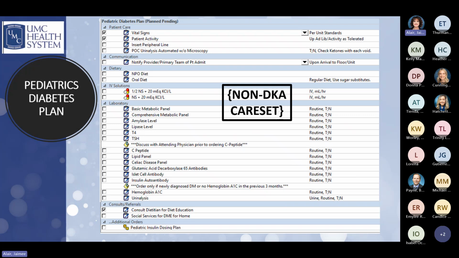We also have a non-DKA care set, which is for obviously patients that have high blood sugars but aren't in full DKA. Most of the time, as long as we can give them some fluids and get them back to eating and drinking appropriately, then they can go home.